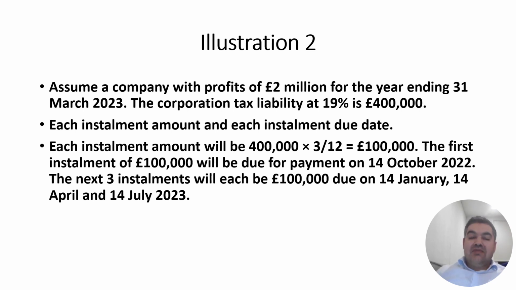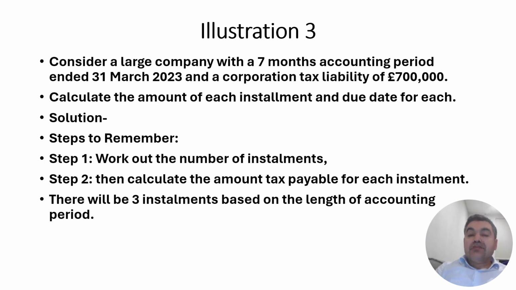So the next one will be 3 months after, so that will be 14th of January and then 14th of April. The last one cannot be later than 3 months after the end of the accounting period. So that will be 14th of July 2023.